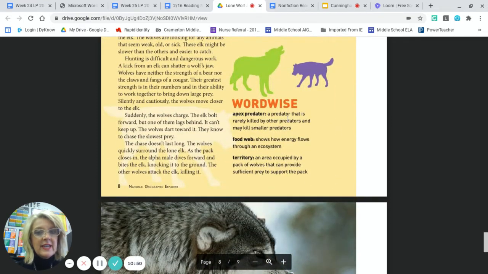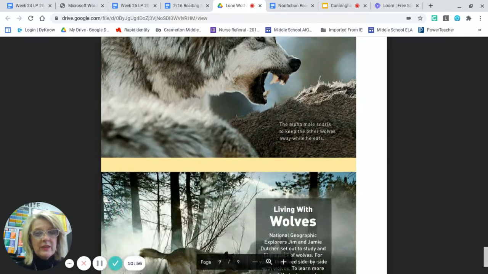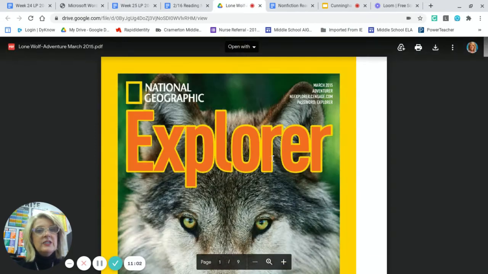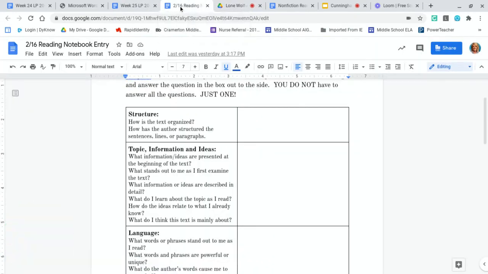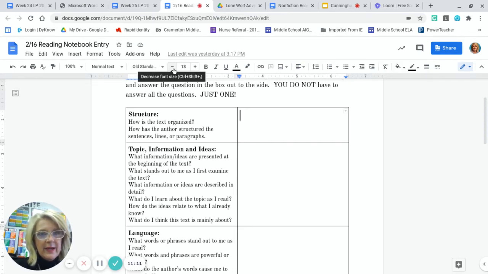Here's a vocabulary section where it gives us some vocabulary in case we're looking at some words that we might not be quite familiar with. More pictures and subheadings. So I would go back to my notebook entry, and here I would explain that, and looks like my font is pretty big here. Let's make that smaller.